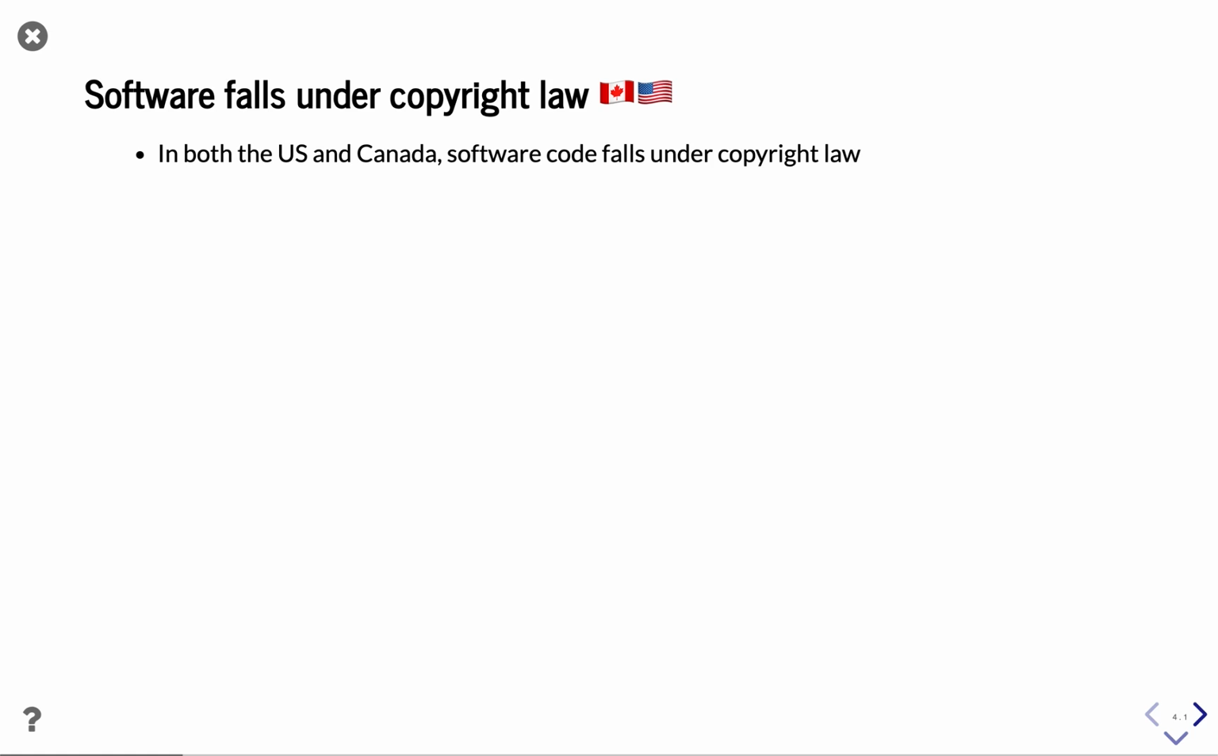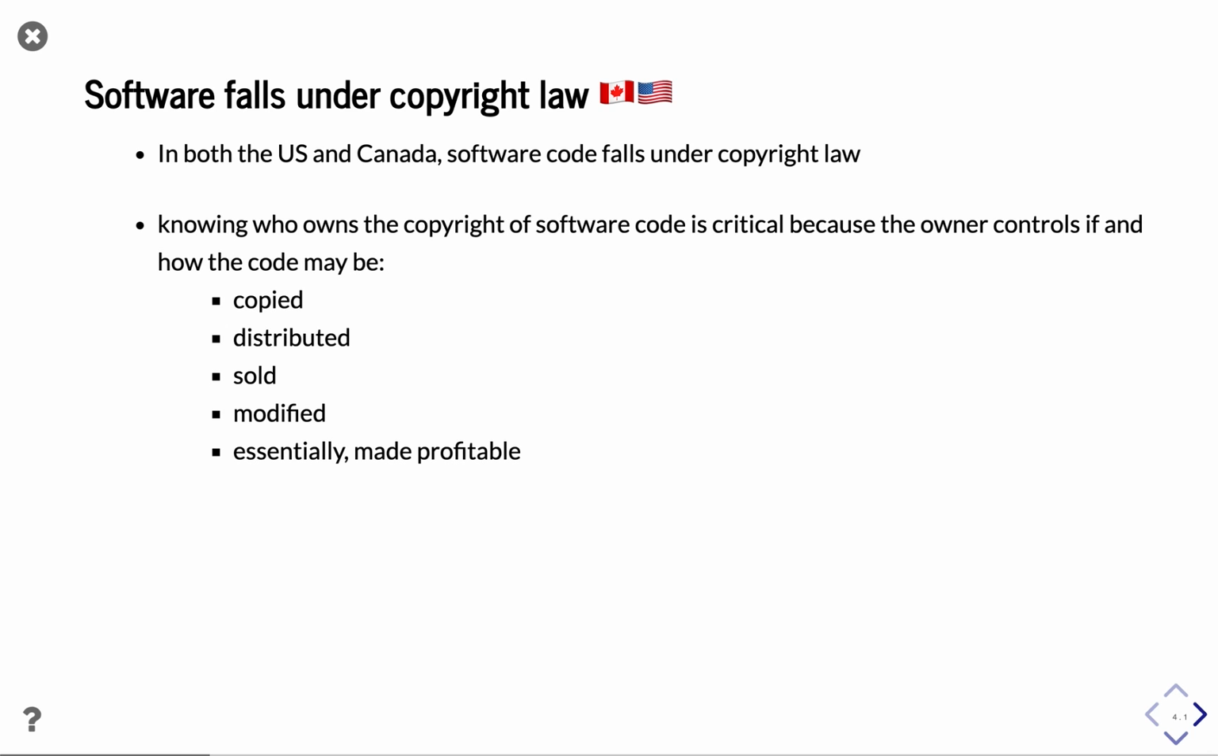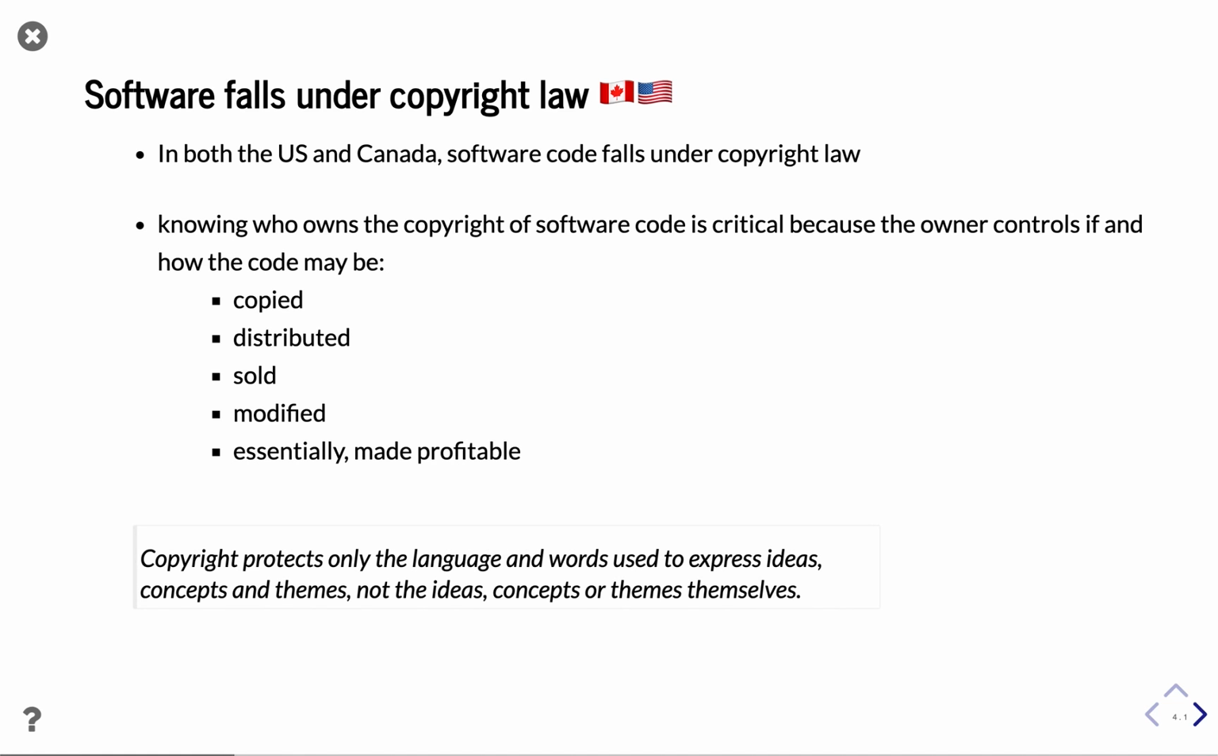So in both Canada and the US, software code falls under the copyright law. Knowing who owns the copyright of software is really important because the owner controls how the code might be distributed, sold, copied, modified, basically all the things that could essentially make your code project profitable.